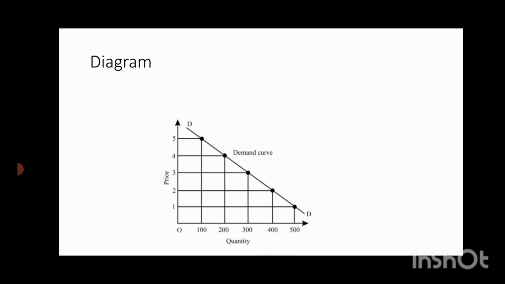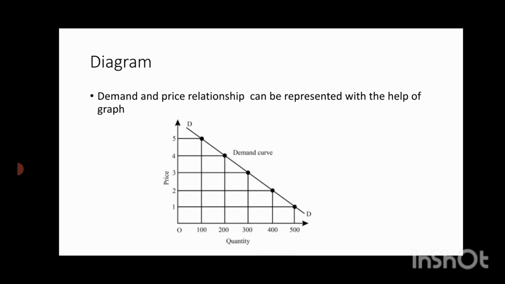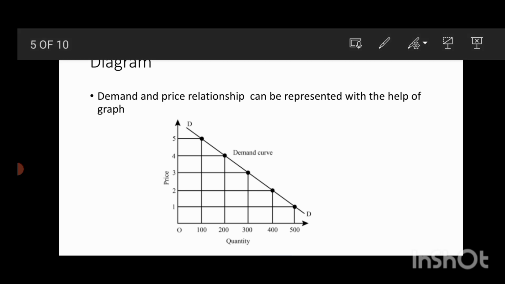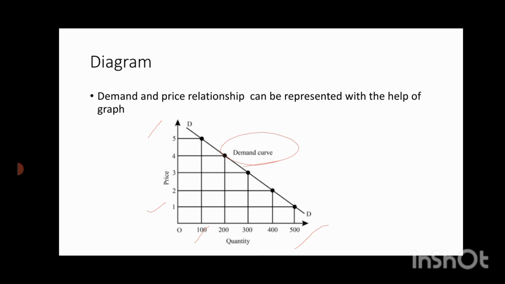So we have a diagram related to the law of demand. The demand and price relationship we can explain with the help of a graph. Here you can see a demand curve. A demand curve is a downward sloping curve. When the price of the commodity is less, the quantity demanded is more, and when the price is more, the quantity demanded is less. So the same thing has been brought out here with the help of the diagram.